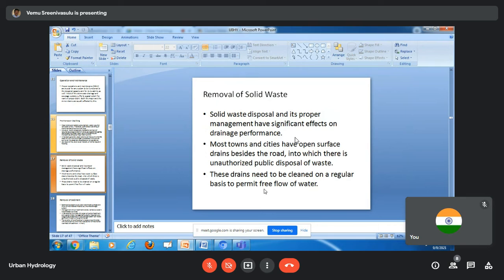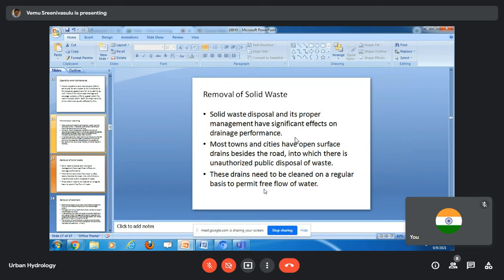Removal of solid waste. Solid waste disposal and its proper management have a significant effect on the drainage performance. Most towns and cities have open surface drains beside the road, into which there is unauthorized public disposal of waste. These drains need to be cleaned on a regular basis to permit free flow of water.